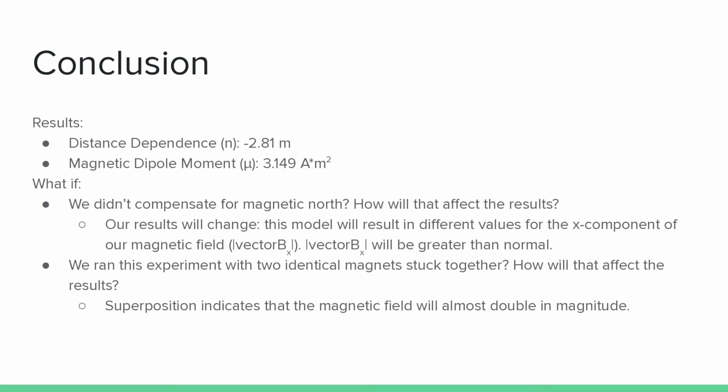What if we didn't compensate for the magnetic north? How will that affect our results? We will have a different value for the x components of our magnetic field. More specifically, it will have a greater magnitude when compared to our original vector x component.